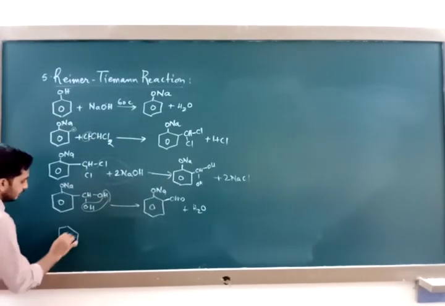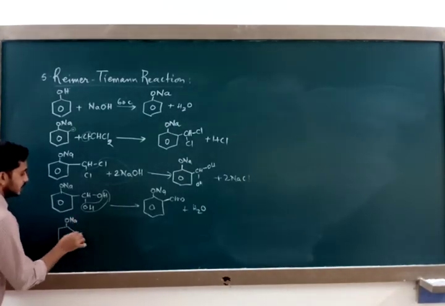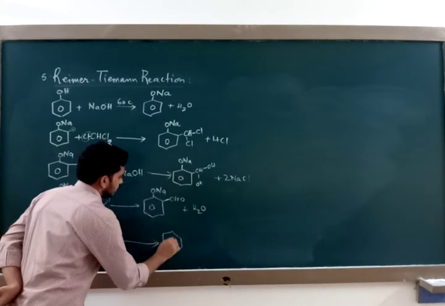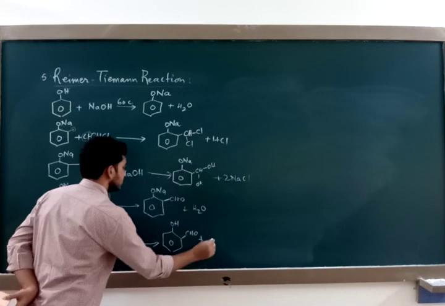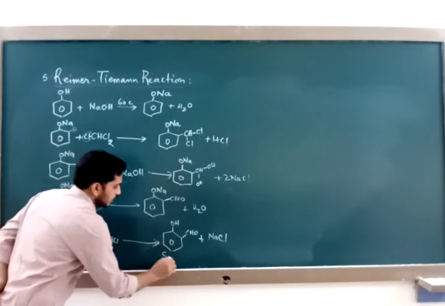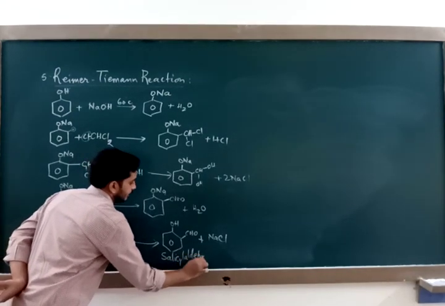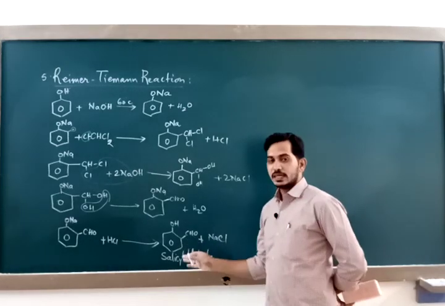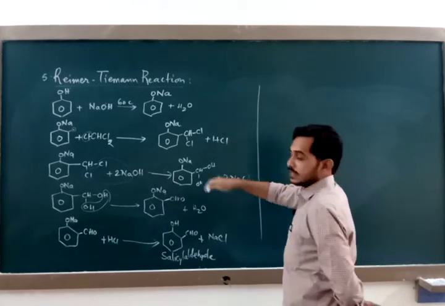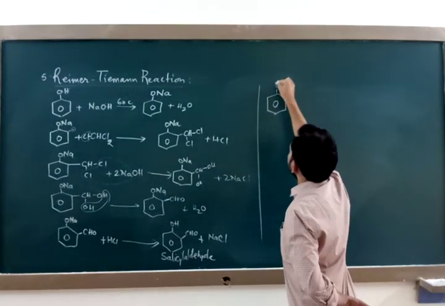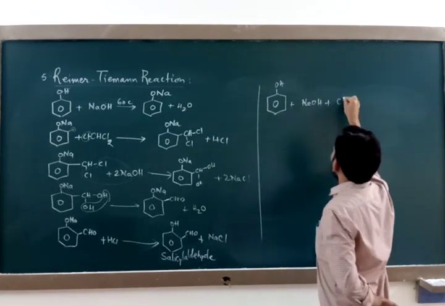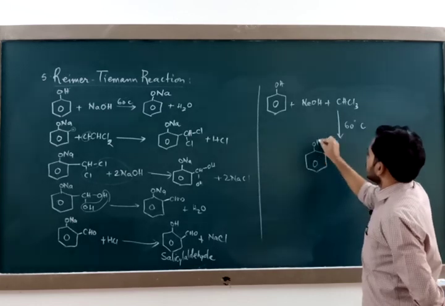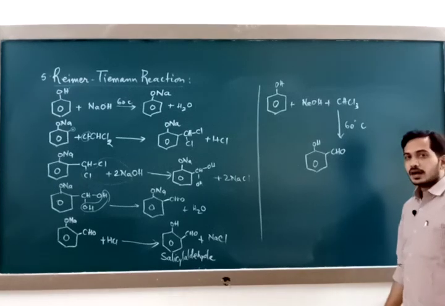If this sodium salicylaldehyde is now hydrolyzed with an acid, then you will have OH CHO plus NaCl. This compound is called salicylaldehyde. So what is the Reimer-Tiemann reaction? The Reimer-Tiemann reaction is the conversion of phenol into salicylaldehyde. If this method is easier, follow this one. Otherwise, you can condense this reaction as: whenever phenol reacts with sodium hydroxide and chloroform at a temperature of 60 degrees Celsius, you will get salicylaldehyde as a product.